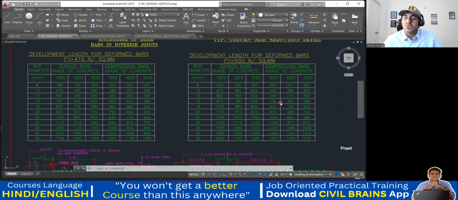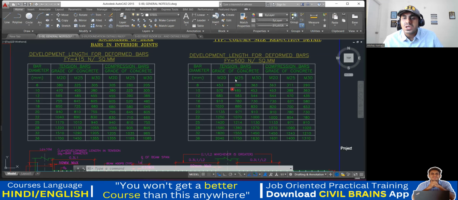But keeping the execution point of view in mind, on the site it's not a single beam. You'll be having 50, 100, 200 beams. So every time you cannot take a tape and do the exact measurement. It's not practically possible. But what we can do is, whatever is there in the tension bar, it is 680 compared to your compression. So we usually provide whatever length is given in the tension, and that only we try to provide on the site.